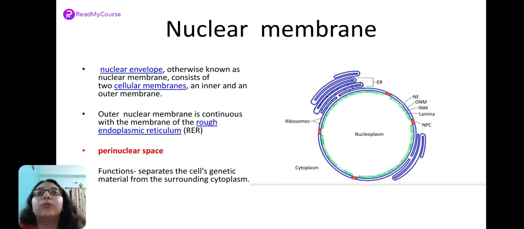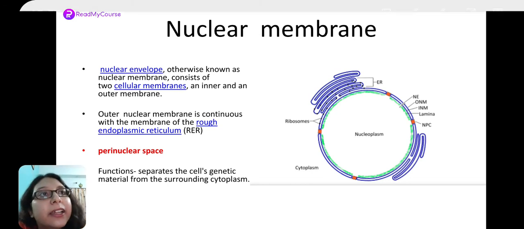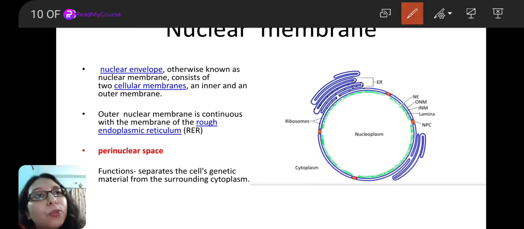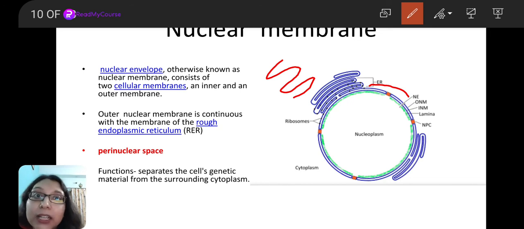Next, moving on to the nuclear membrane, also known as the nuclear envelope. It has two coverings, inner and outer. I'll explain with this diagram. The outer covering is continuous with structures like these. These are the endoplasmic reticulum, specifically the rough endoplasmic reticulum, this one.